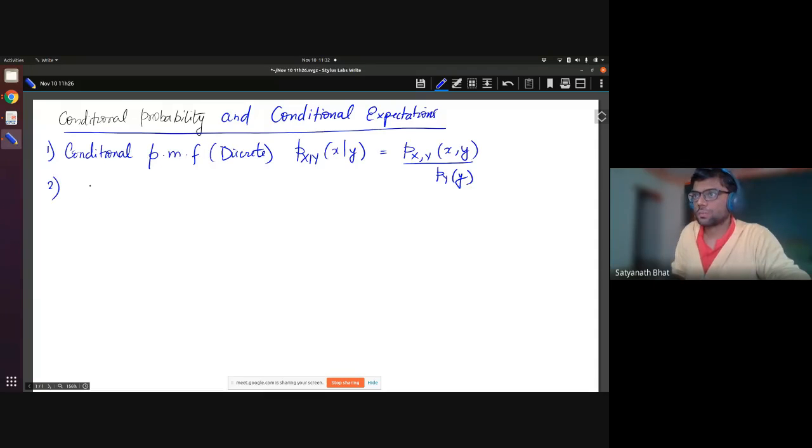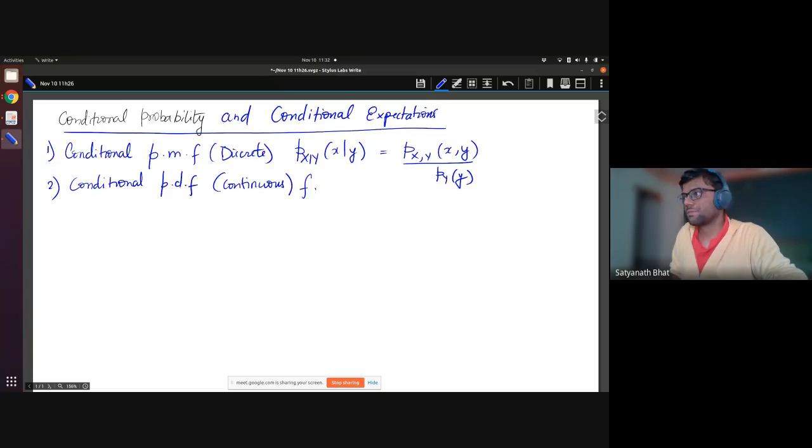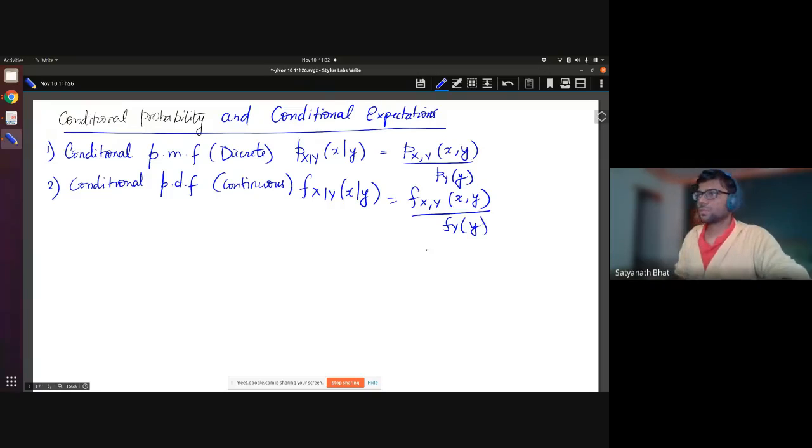We also saw what is the meaning of conditional PDF. Okay, so this is for continuous. So this is f of x given y. I'm sorry, this has to be capital letters. So let me just erase this. So this is f_{X|Y}(x|y). So this we saw is this. So this was the second concept that we saw.